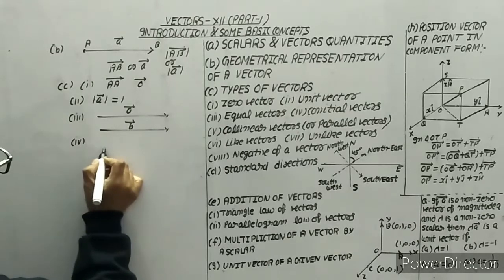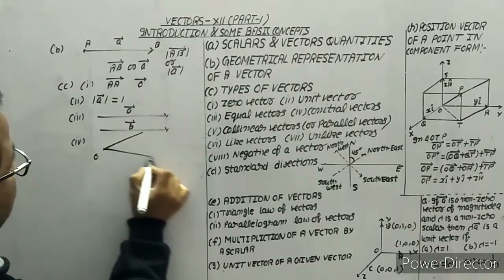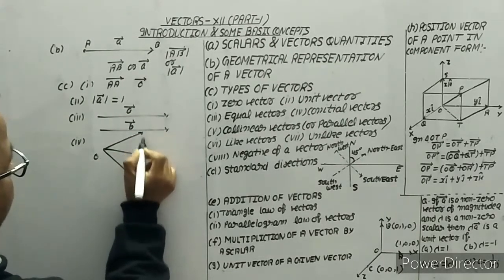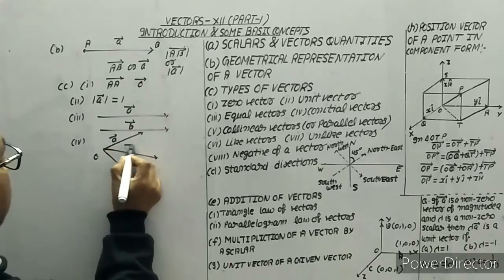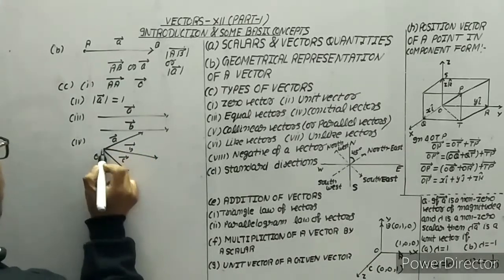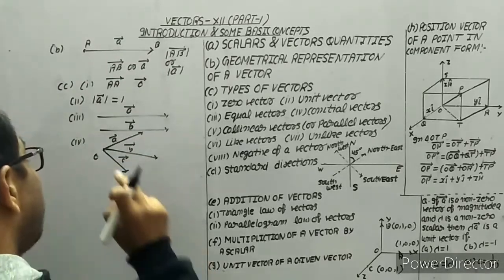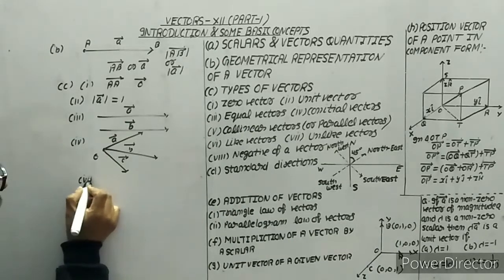Now, co-initial vectors. If for two or three or more vectors the initial point remains the same, then we will say that the vectors are co-initial vectors. Here vector A, vector B, vector C are co-initial vectors because for them the initial point is the same. Now, collinear vectors.